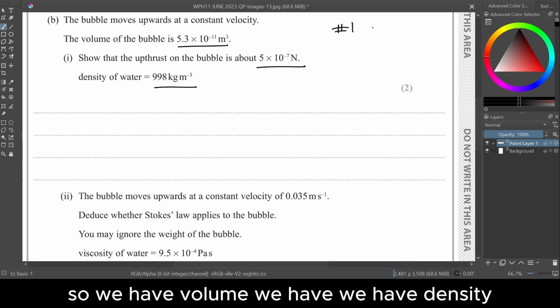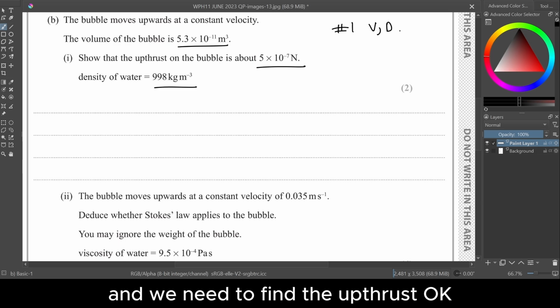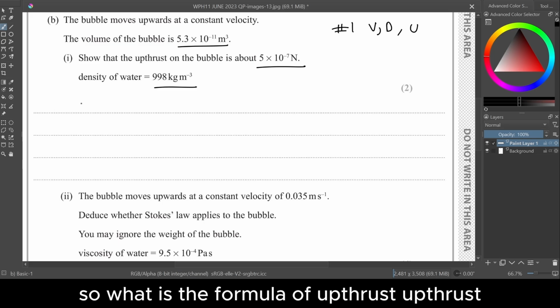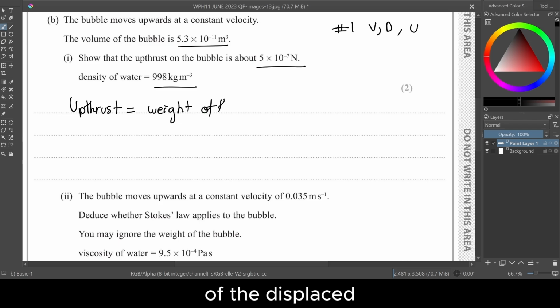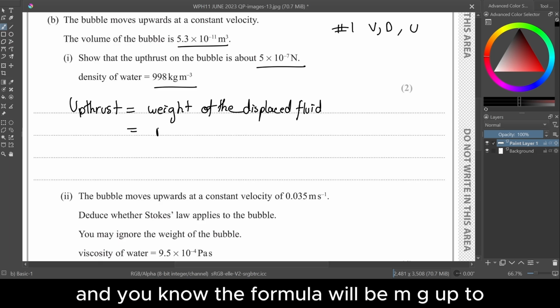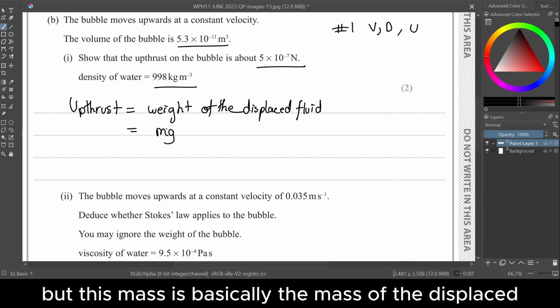Our first step is to identify what values we have been given. We have volume, we have density, and we need to find the upthrust. So what is the formula of upthrust? Upthrust is equal to the weight of the displaced liquid, or fluid, and the formula will be mg. Upthrust is equal to mg, but this mass is the mass of the displaced liquid.